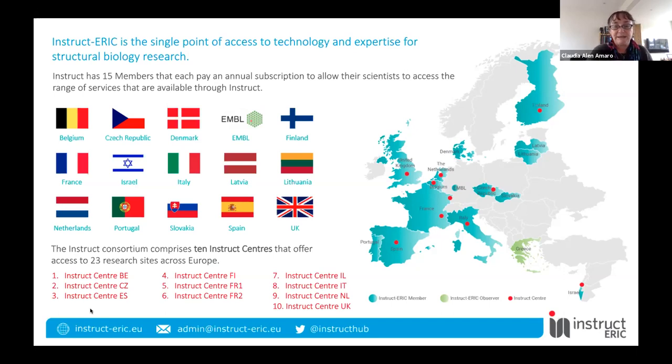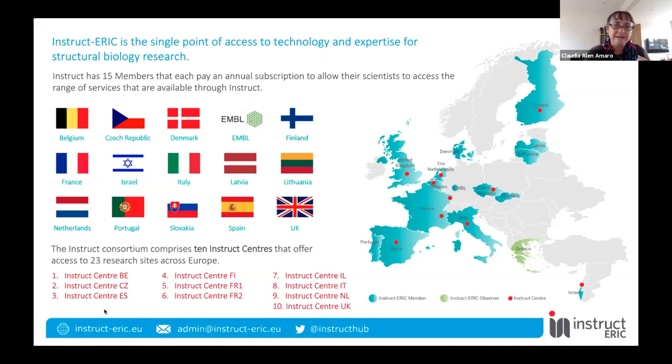And we have 15 members at the moment, which are 14 countries plus the EMBL, who pay an annual subscription, which allows the scientists to access this infrastructure virtually free of cost. That's the complexity from the user base. We also have a complexity from our services. We have services in Instruct centers in 8 Instruct countries. Those are the red dots in the map. And this is then a distributed research infrastructure, which comes with an elevated degree of complexity.